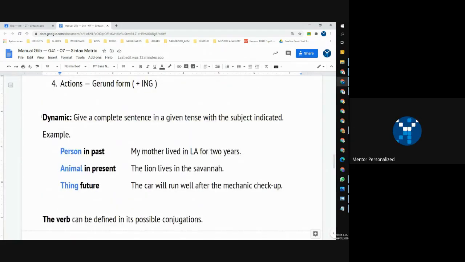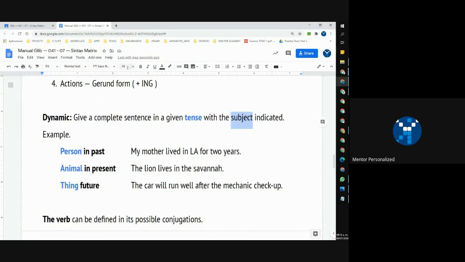Okay. So now we have a dynamic. Can you read the dynamic instructions, Gabby, please? Give a complete sentence in a given tense with the subject indicated. Very good. Remember that we have different tenses: simple present, past, simple future, verb to be in present, etc. Right?